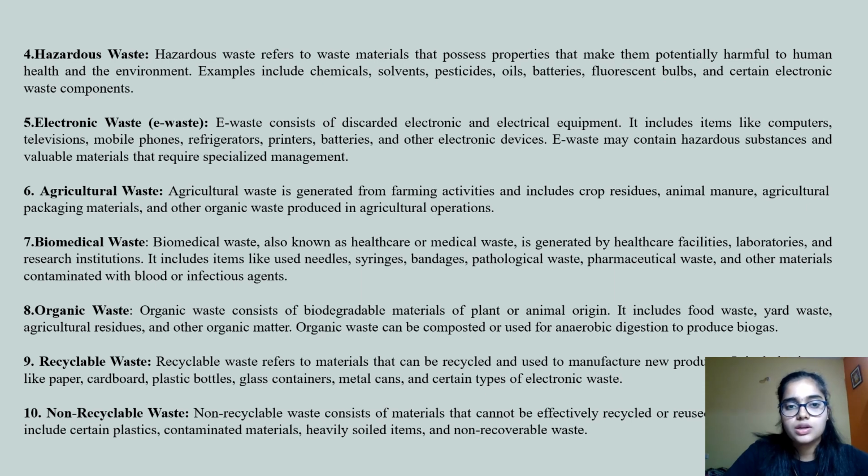Fifth is electronic waste. E-waste consists of discarded electronic and electrical equipment. It includes items like computers, televisions, mobile phones, refrigerators, printers, batteries, and other electronic devices. Sixth is agricultural waste. Agricultural waste is generated from farming activities and includes crop residue, animal manure, and other organic waste produced in agricultural operations.